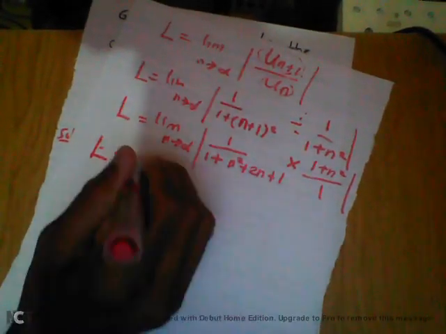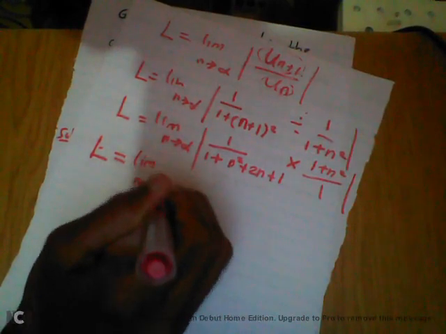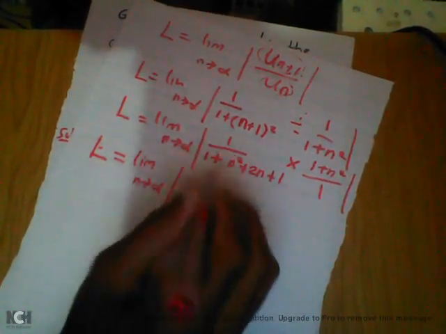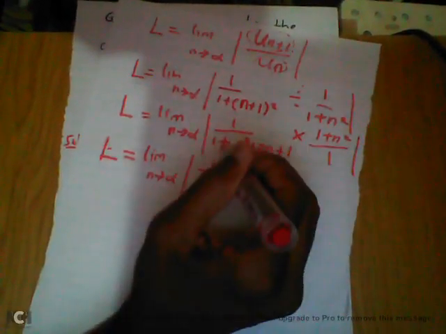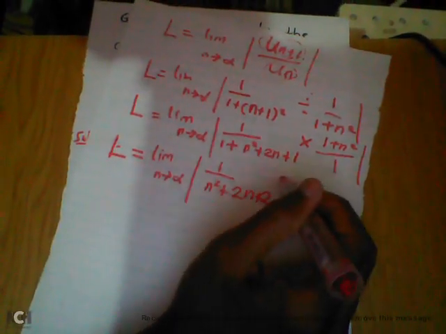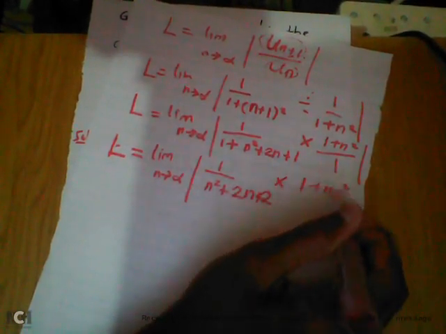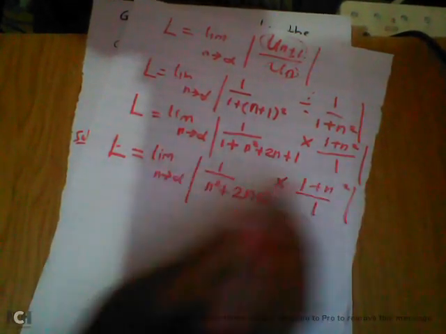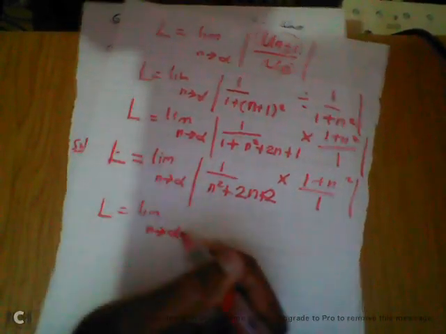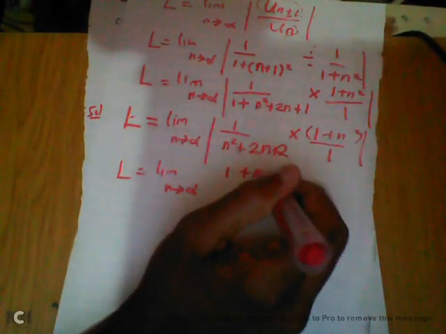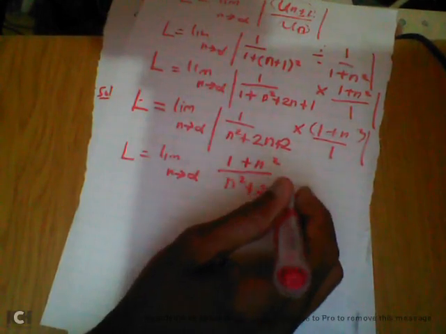1 plus 1 equals 2, so it's a limit n approaches infinity. So this is going to be 1 over n squared plus 2n plus 1 plus 1 equals 2, and then we multiply by 1 plus n squared over 1. So L equal to limit n approaches infinity. Everybody can see that. And 1 times whatever is the same thing. So we're going to be left with 1 over n squared plus 2n plus 2.